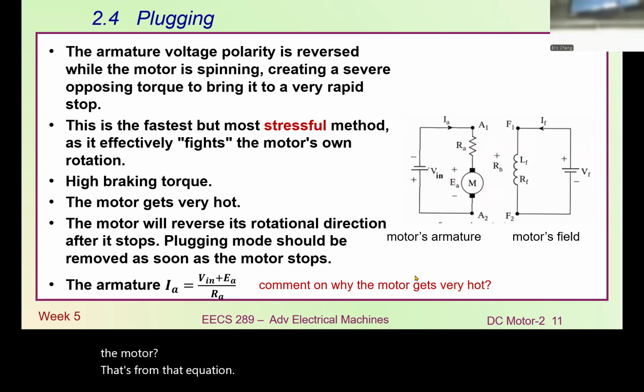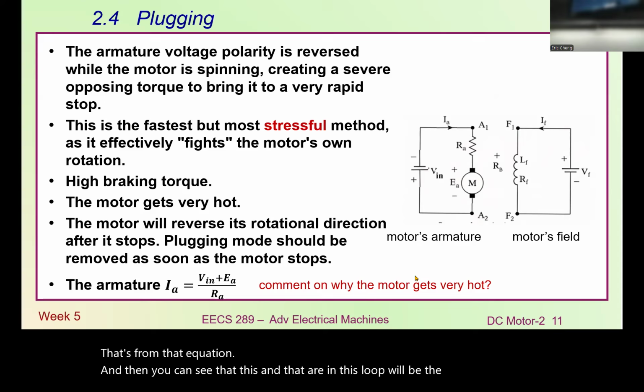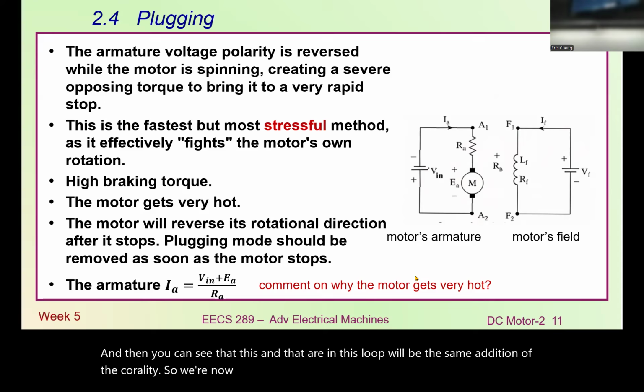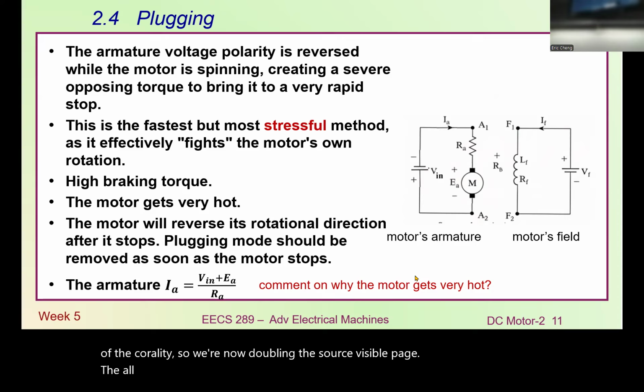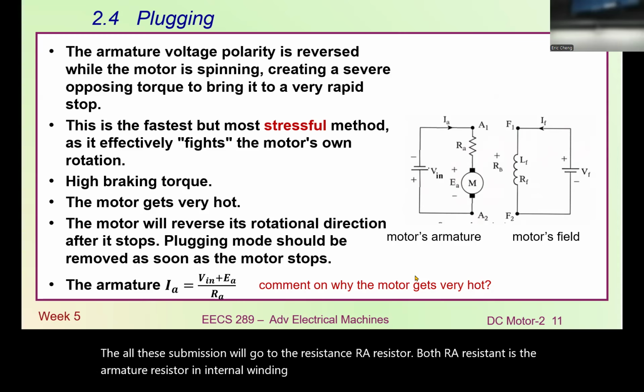Now the back EMF is like that. You reverse the input voltage, and then you can see that this and that in this loop will have the same polarity addition. So we are now doubling the source DC voltage. All this summation voltage will go to the resistor, the RA resistor. What's the RA resistor? It is the armature resistor, the internal winding resistor. So that means we are doubling the current to the motor winding.